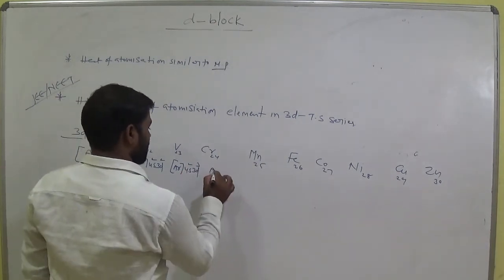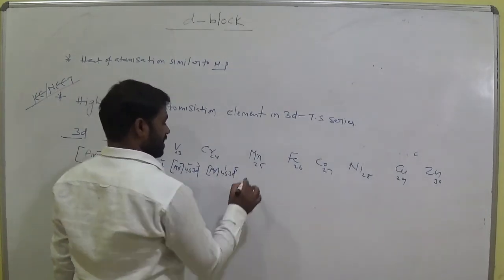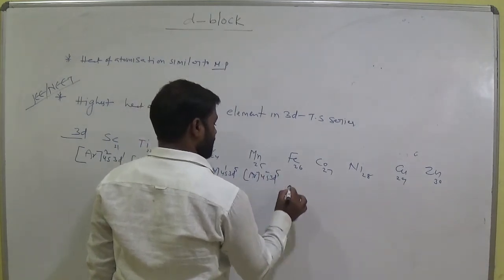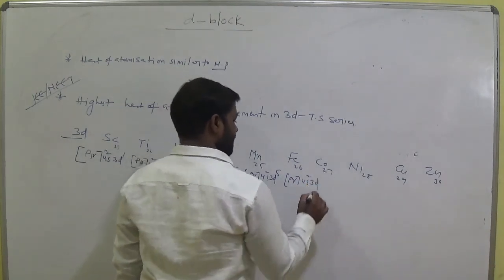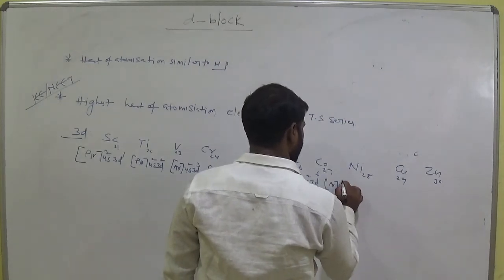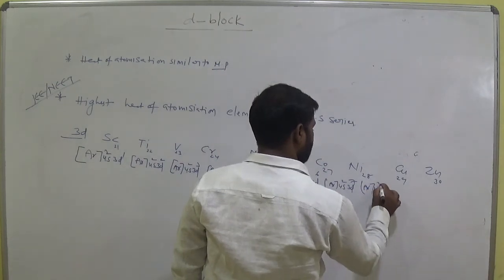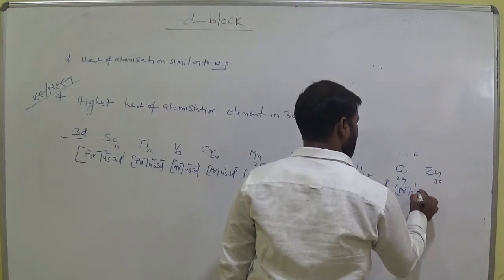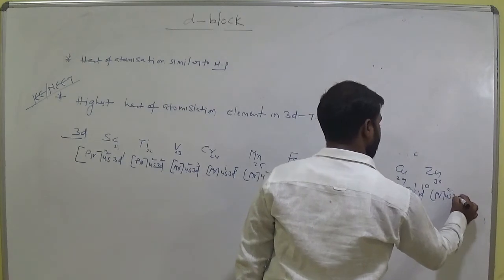Okay. Here argon 4s1 3d5. And here it is argon 4s2 3d5. And here iron argon 4s2 3d6. Here cobalt argon 4s2 3d7. Here argon 4s2 3d8. Here argon 4s1 3d10. What about here? Argon 4s2 3d10.